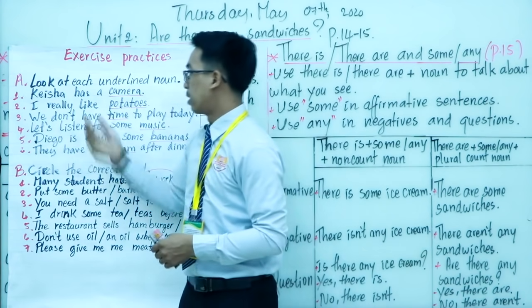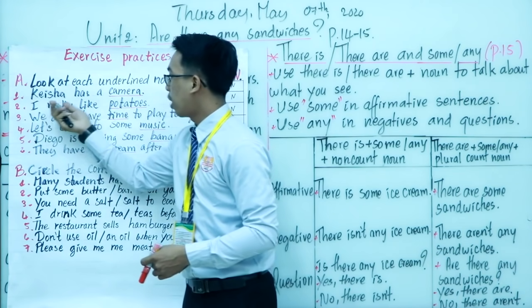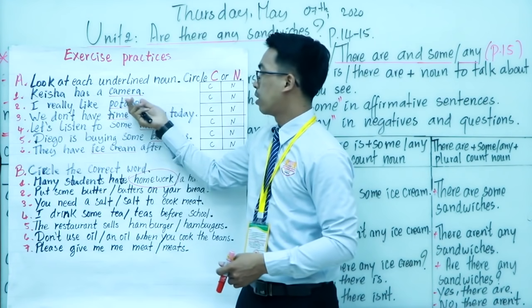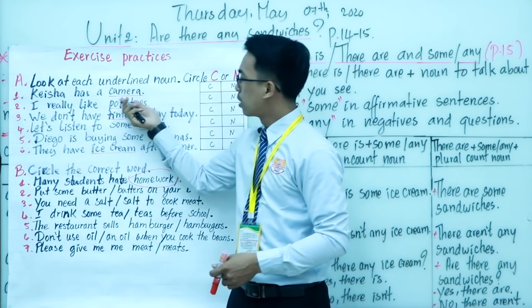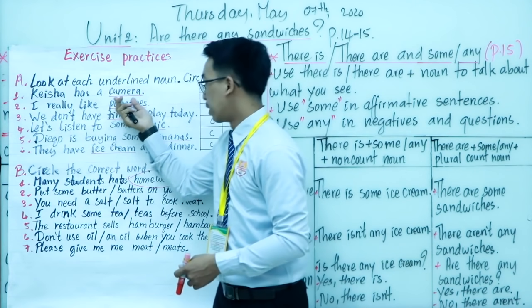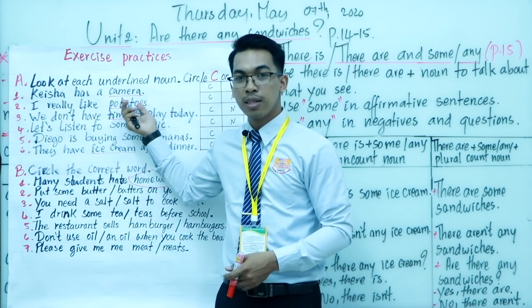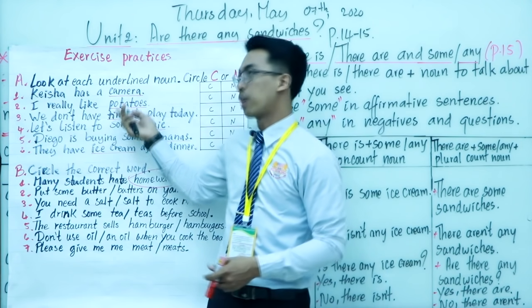So the first sentence. Okay, so the first sentence, Kesha has a camera. So I underline the word camera. So is it a count noun or a non-count noun? So the answer is count noun. Very good.